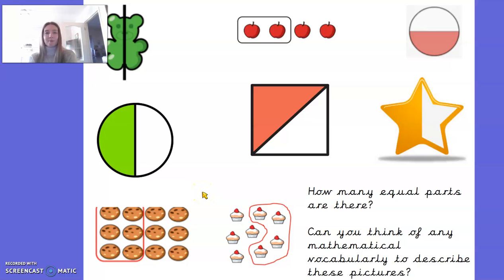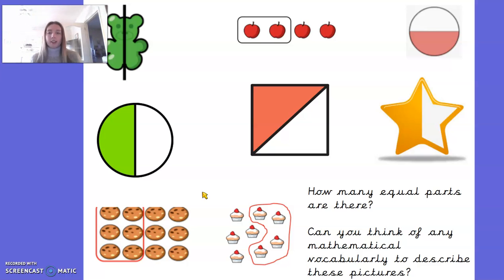Hello again everybody, so I am back here again today for some more maths learning, and we're going to be continuing our learning around equal parts. Can you remember what it means if something is an equal part? So an equal part is when both parts are exactly the same. If something is equal, it means the same or the same as.